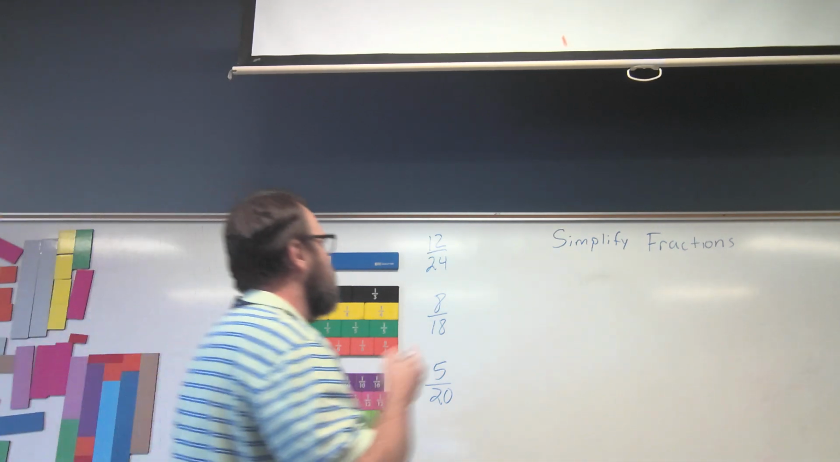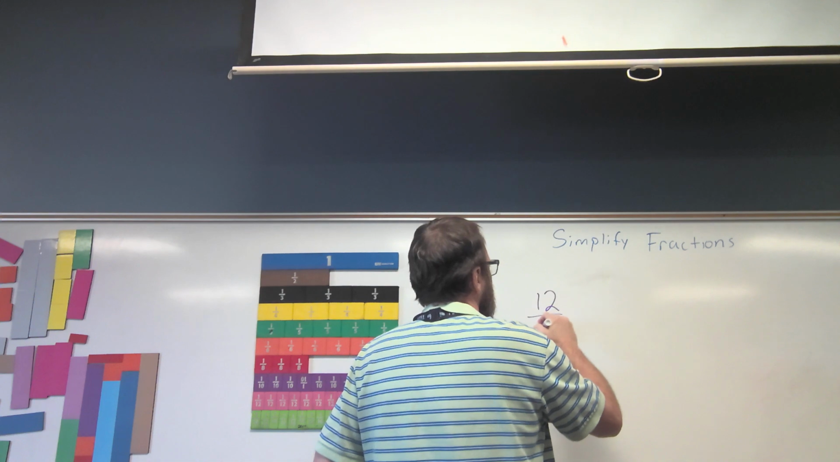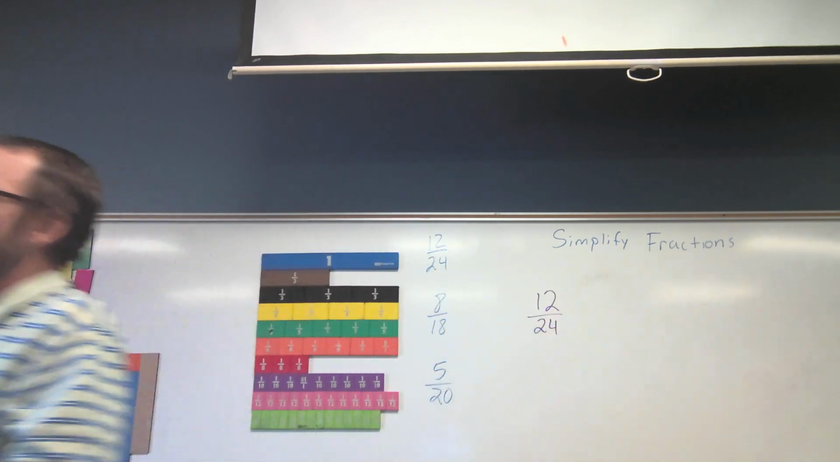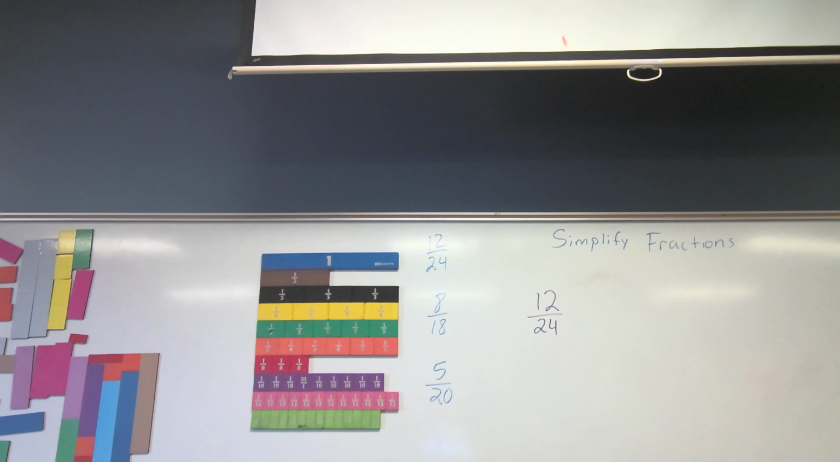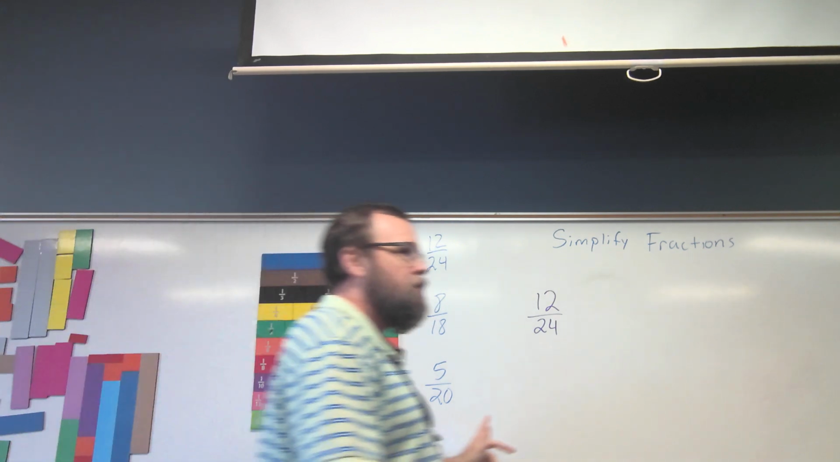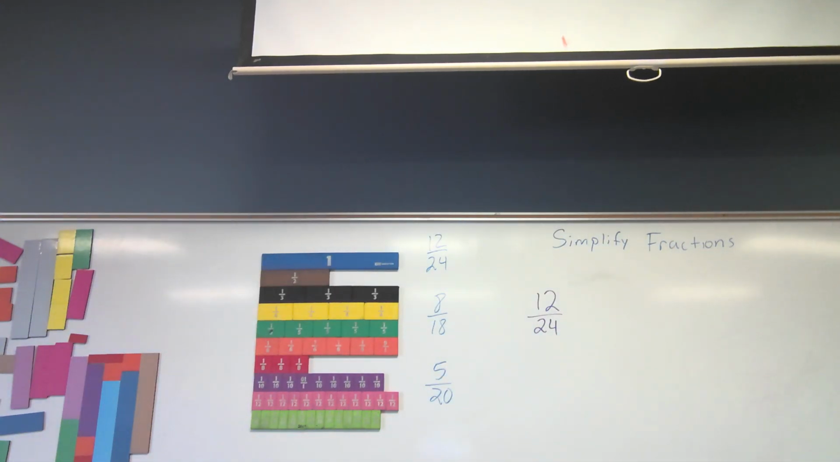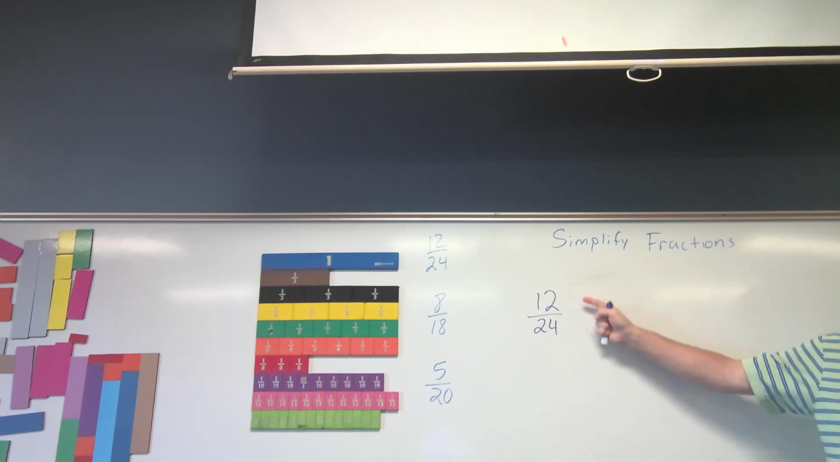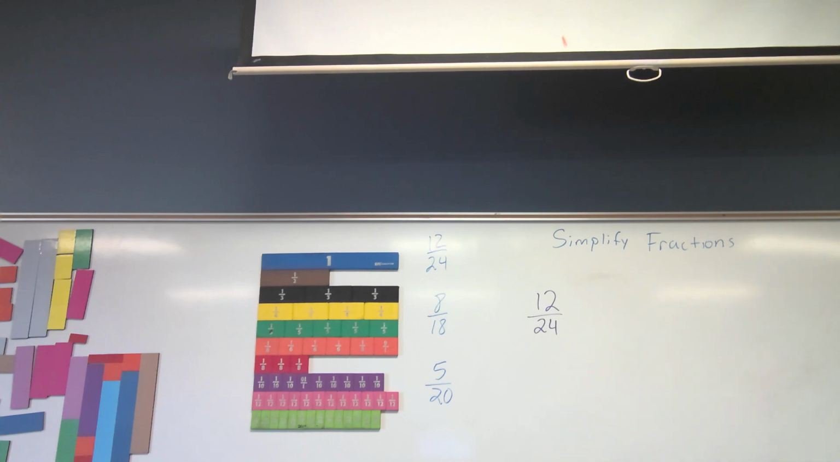We'll start with 12/24. Now all we have to do is find a common factor for both 12 and 24. This is where our divisibility rules help. A common factor for 12 and 24. So Liam, can you tell me a number that divides evenly into 12 and 24 besides 1? 1 doesn't count. Something that'll divide evenly into both 12 and 24.